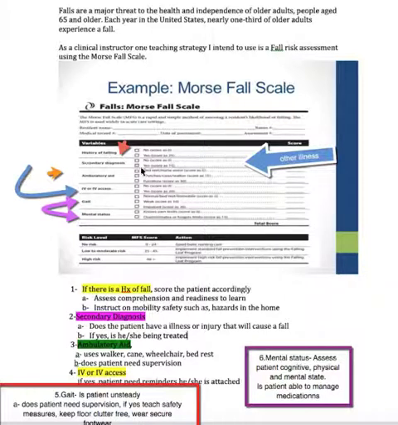Here on the fall scale, you have: is the patient bedbound? Does the patient use crutches, a walker, a cane? Is the patient in a wheelchair? If the patient is ambulatory, is the patient able to use furniture around the house for assistance? If the patient doesn't have a caregiver, does the patient need supervision?